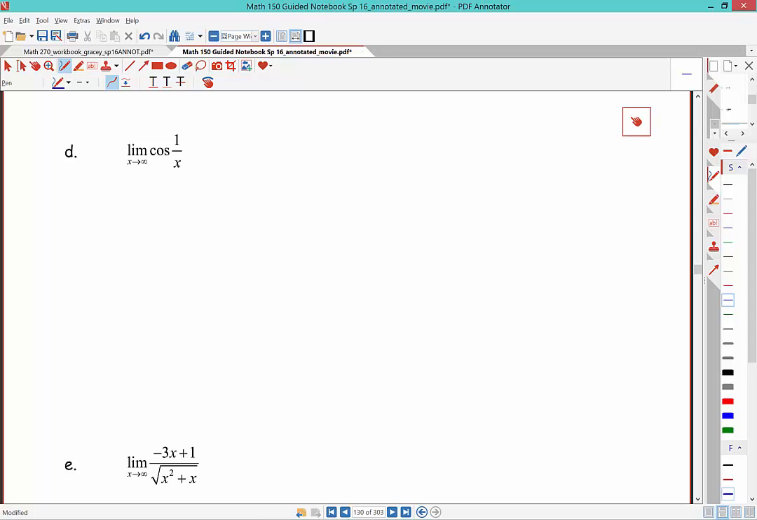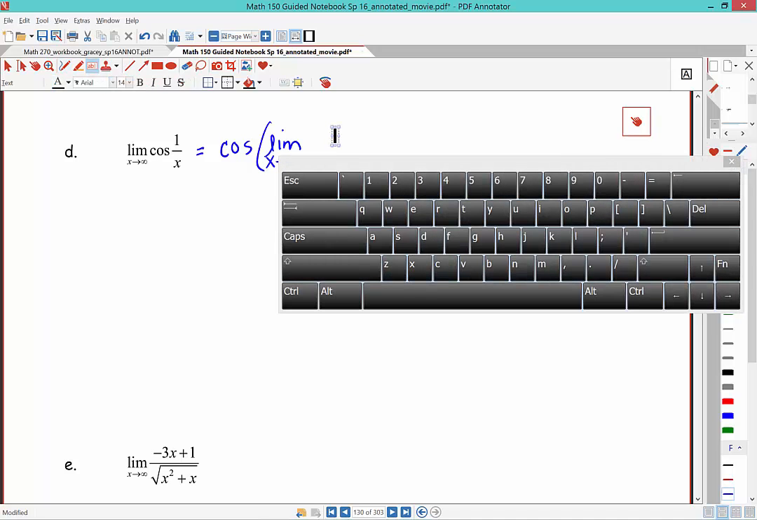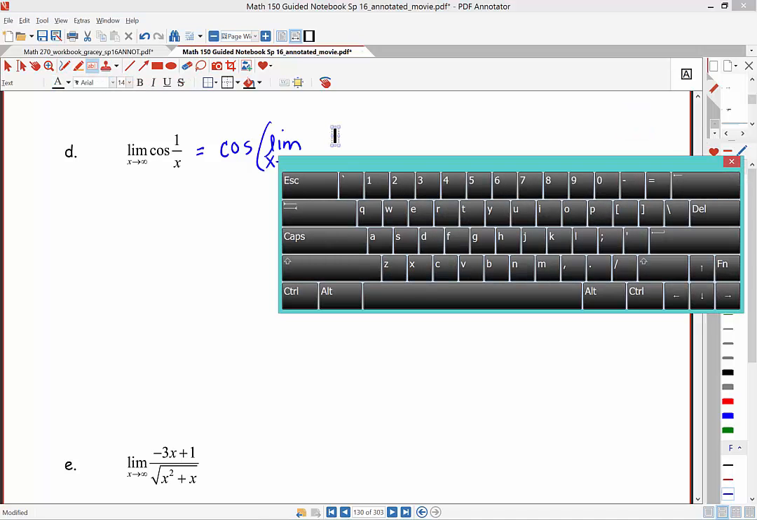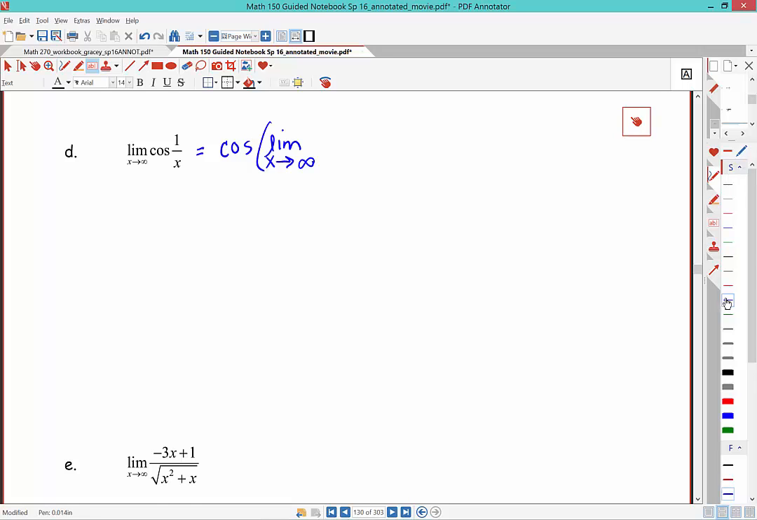So now here what I'm seeing is that, again, I can bring that limit inside that cosine function. And using that special theorem, I'll get the cosine of 0. And what is that? Beautiful. 1.